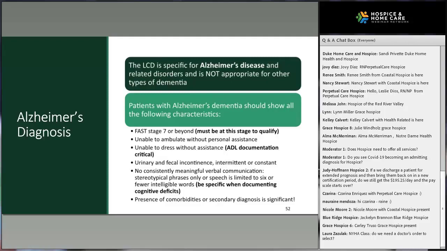So let's talk about Alzheimer's. The LCD is specific for Alzheimer's disease and related disorders and is not appropriate for other types of dementia. Again, I mentioned with Alzheimer's, there must be a FAST, stage 7 or beyond. They must be at this stage to qualify. The Alzheimer patient also must be unable to ambulate without personal assistance, unable to dress without assistance. Again, I've emphasized here that ADL documentation is critical.